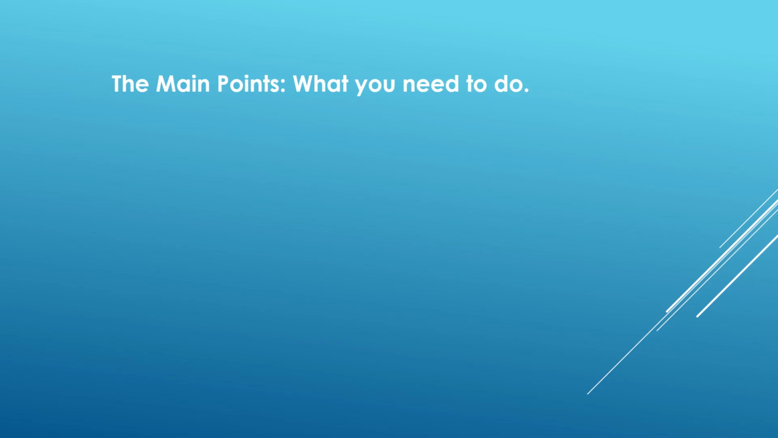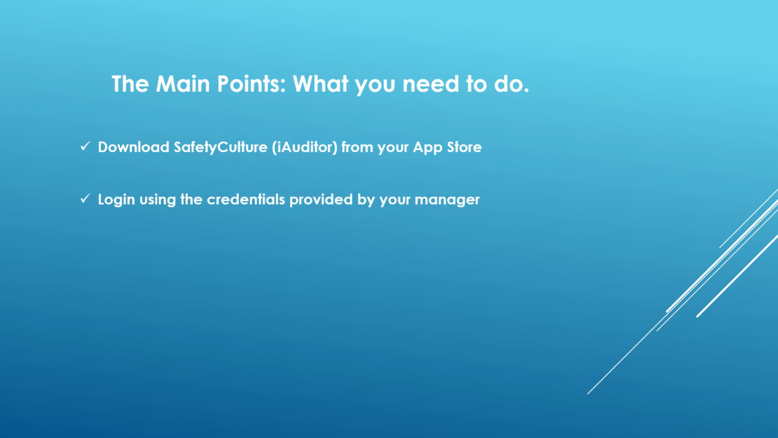So the main points you want to take from this particular video, and this has been a basic training, the three main points are: download the Safety Culture iAuditor app from your app store. Log in using the credentials provided by your manager. Enable notifications in the app and on your phone. And enjoy using it. I think you'll find this is a much more seamless way of making use of all that our company has to offer, communicating effectively and easily between departments.